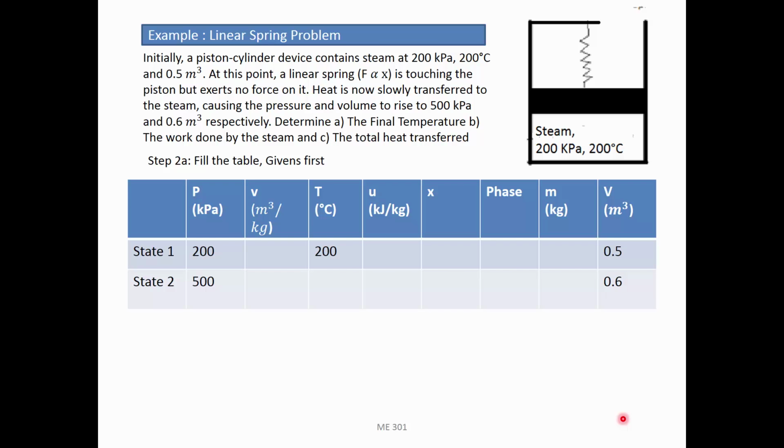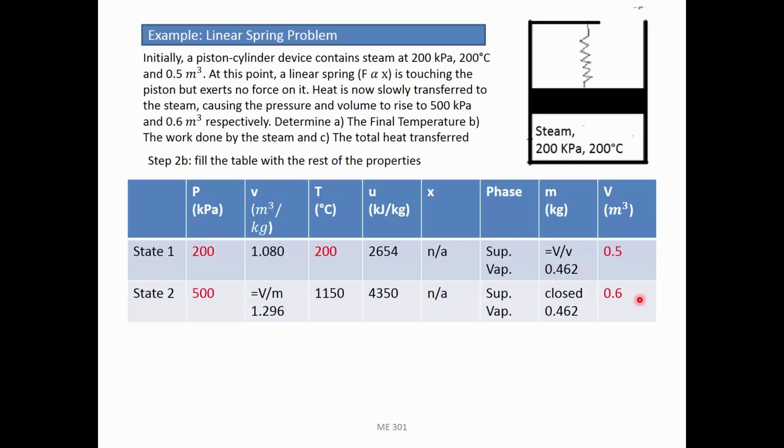Step 2. Filling the table with the givens first. We have pressure and temperature and volume given for the initial state, pressure and volume given for state 2. Next, since there are two intensive properties given for state 1, we can find all of the missing properties. For state 2, pressure and volume are given. Since the system is closed, mass will remain the same.